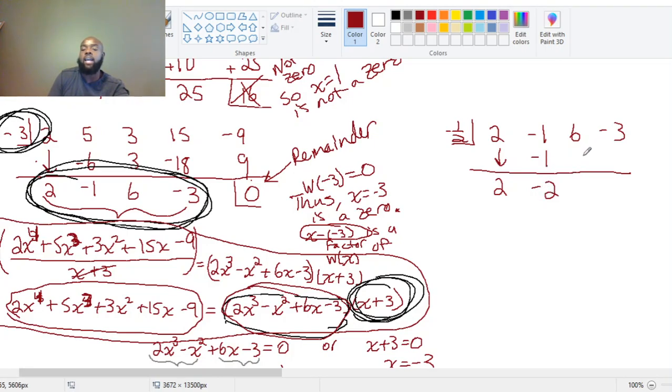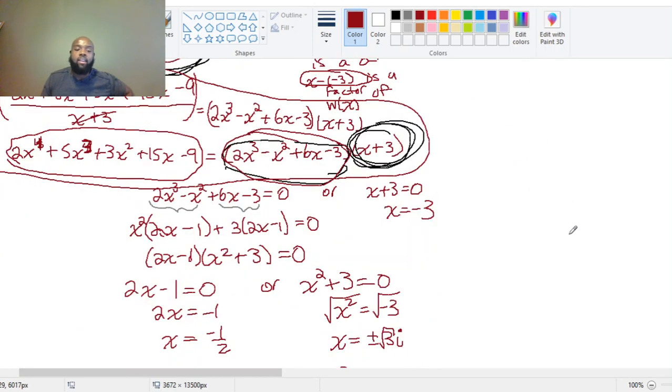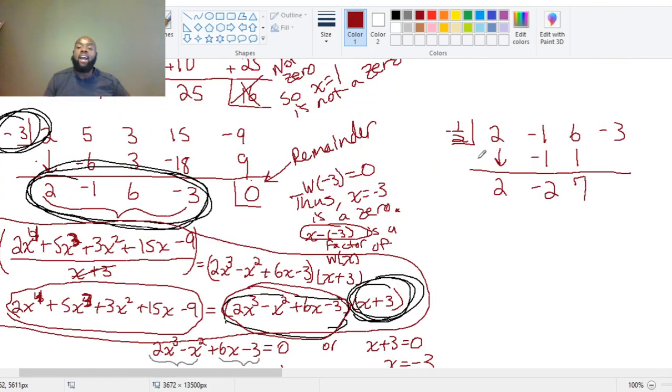Here, I get a positive 1. Add those together, I get a 7. I made a mistake. Another mistake. I must be tired today. When I add 1, I have to add 1 to both sides here. That's a positive. That's a positive. I got here, and I realized that this was not going to make a remainder of 0. So excuse that. Let's go here.